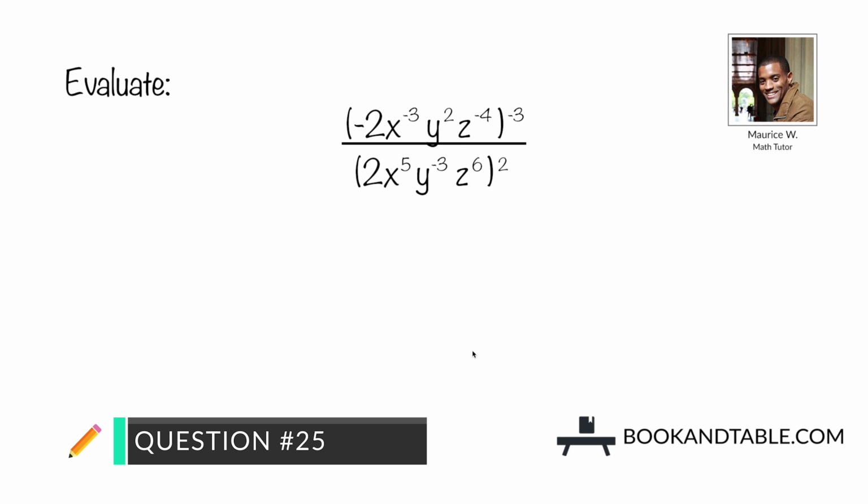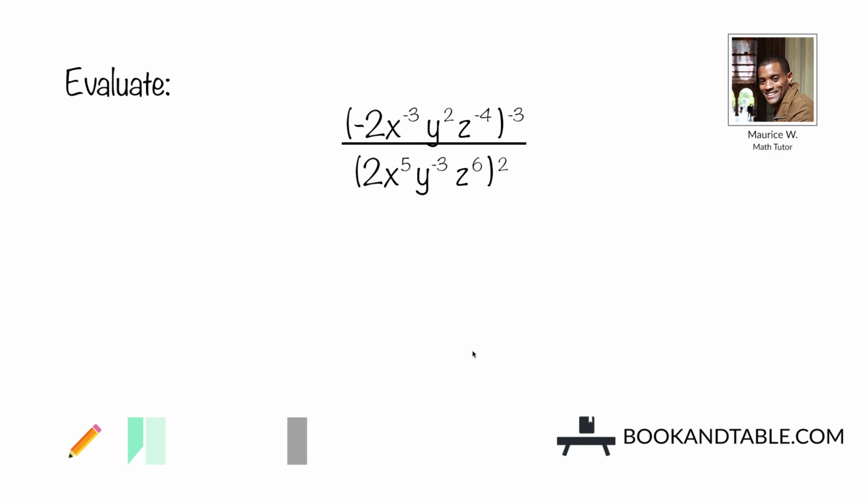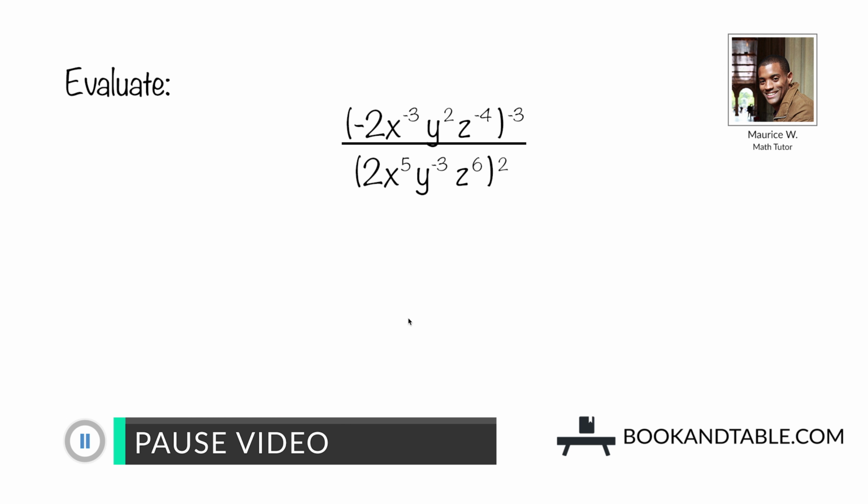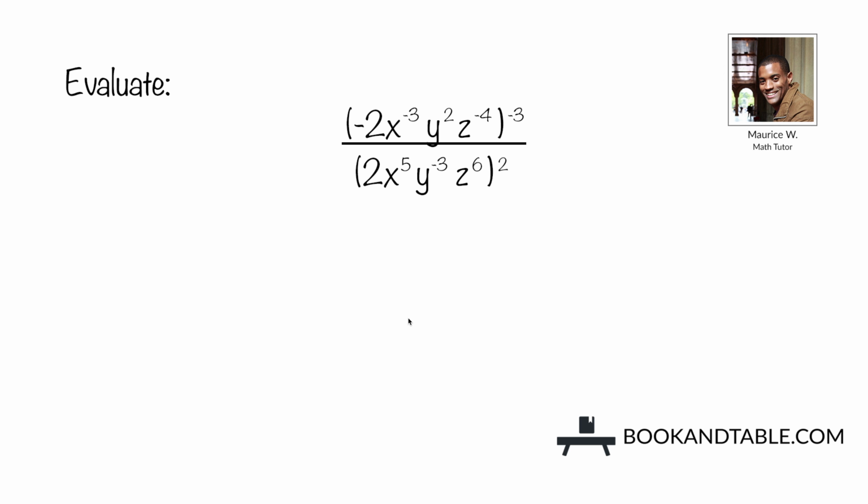And now let's wrap things up with question number 25. Evaluate negative 2, x to the negative 3, y to a power of 2, z to the negative 4, all to a power of negative 3, divided by 2, x to the 5th, y to the negative 3, z to a power of 6, all to a power of 2. Pause the video, answer this question, and then press play when you are ready to begin.